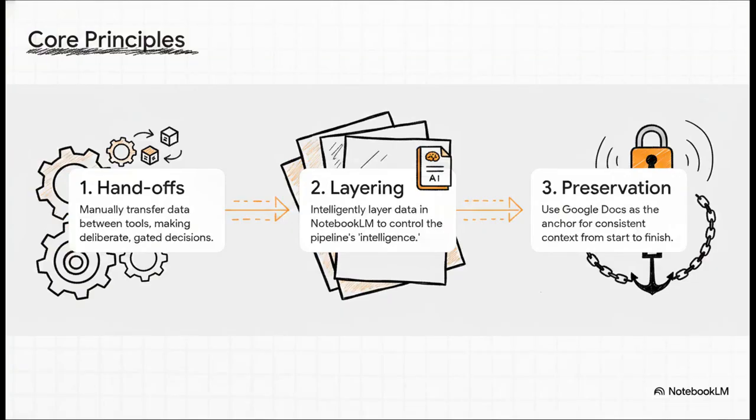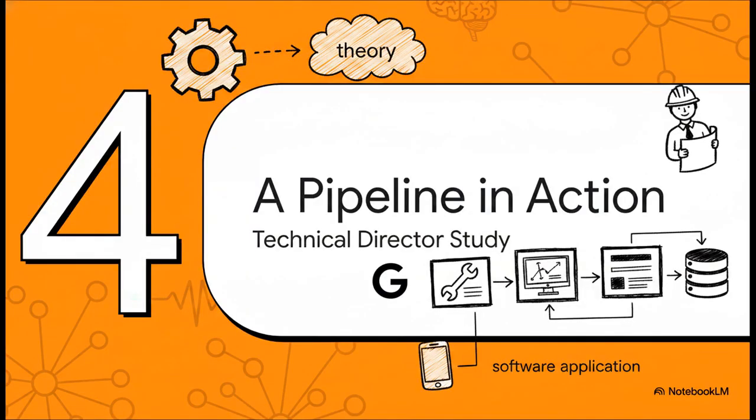So here are the 3 big ones. First, use intentional handoffs. This is so important. By manually moving data between your tools, you force yourself to take a pause and think critically. You make a deliberate choice at each step, which keeps you firmly in the driver's seat. Second, you want to layer your sources to control how smart your project is. And third, you have to preserve context by always using that central Google Doc as your anchor, your single source of truth.